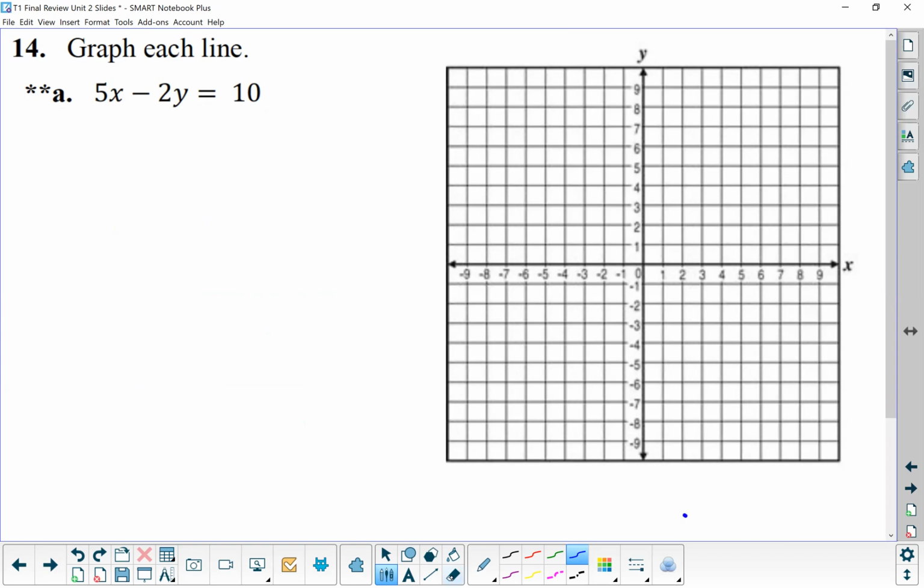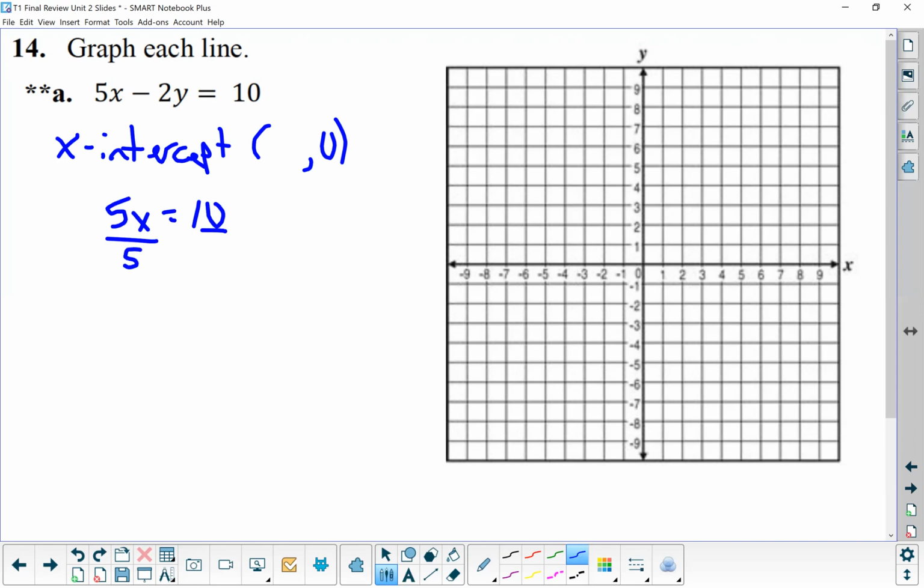Last bit, we want to graph this line. And so what I'm going to do is graph with the cover-up method, and then I will also rearrange it and show that you could graph it with the slope-intercept form. So with the cover-up method, I cover up my y to find my x-intercept. I cover up the 2y, I get 5x equals 10. Divide by 5. x equals 2.